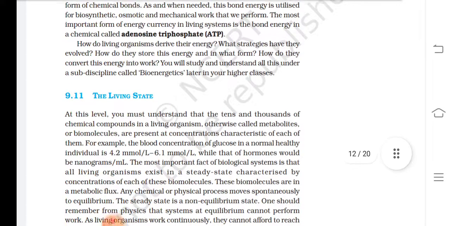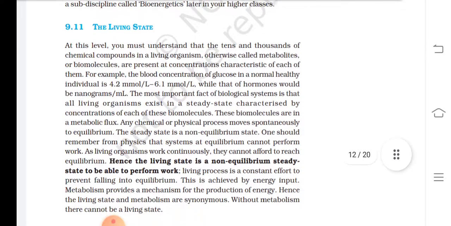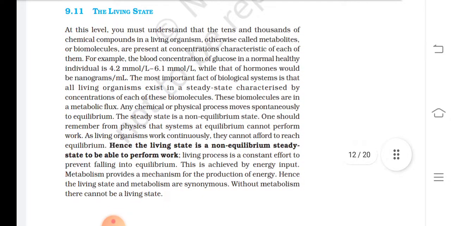9.11 The living state. At this level, you must understand that the tens and thousands of chemical compounds in a living organism, otherwise called metabolites or biomolecules, are present in concentrations characteristic of each of them. For example, the blood concentration of glucose in a normal healthy individual is 4.2 to 6.1 millimole, while that of a hormone would be nanograms per milliliter. The most important fact of biological systems is that all living organisms exist in a steady state characterized by a concentration of each of these biomolecules.